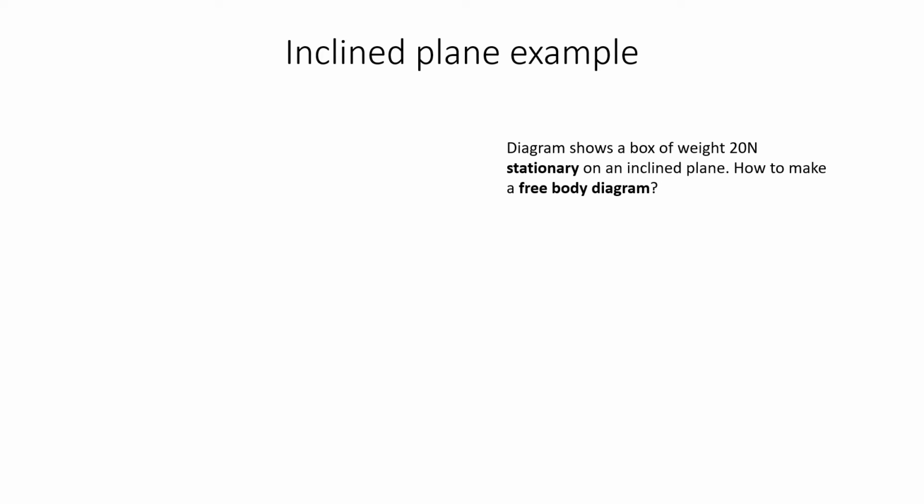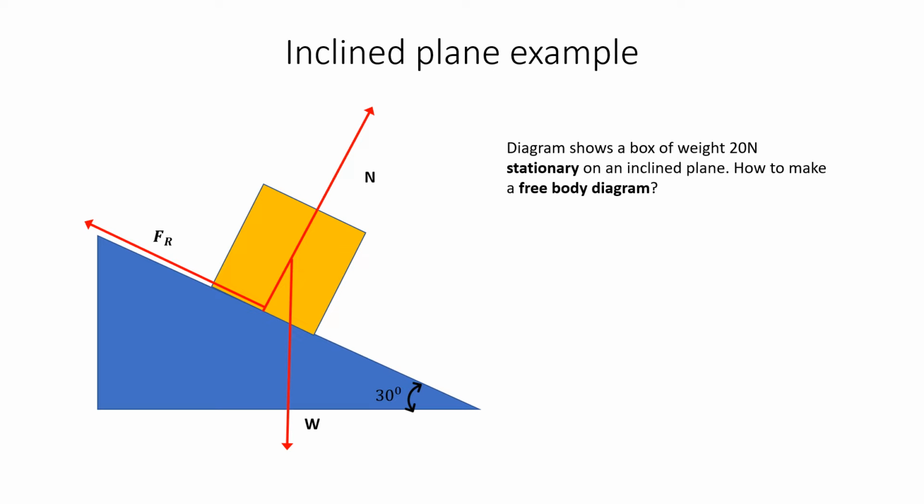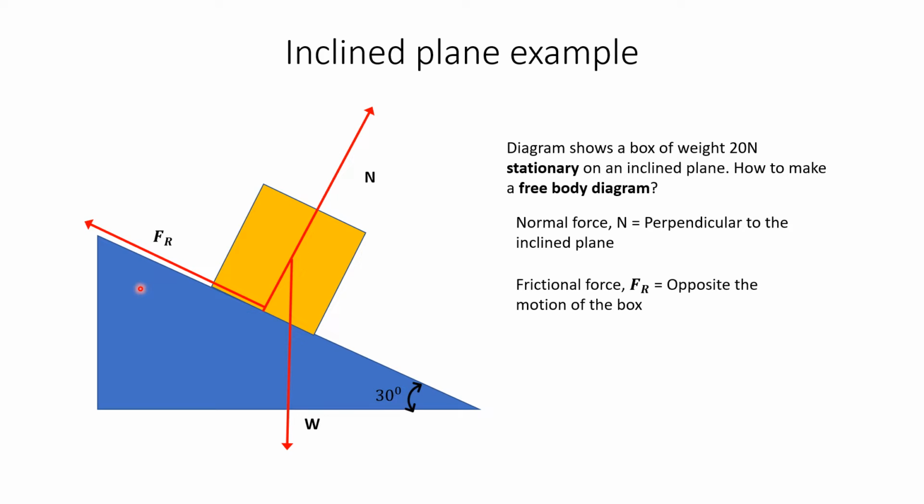Next we look at an inclined plane example. The diagram shows a box of 20 Newtons stationary on an inclined plane. How do we make a free body diagram? This is how it looks. The normal force N will be perpendicular to the inclined plane, which is here. And then the frictional force Fr is opposite to the motion of the box, but in this situation the box will be stationary. Next is the weight of the box, W, going downwards towards gravity. And the angle of the inclined plane here is 30 degrees.